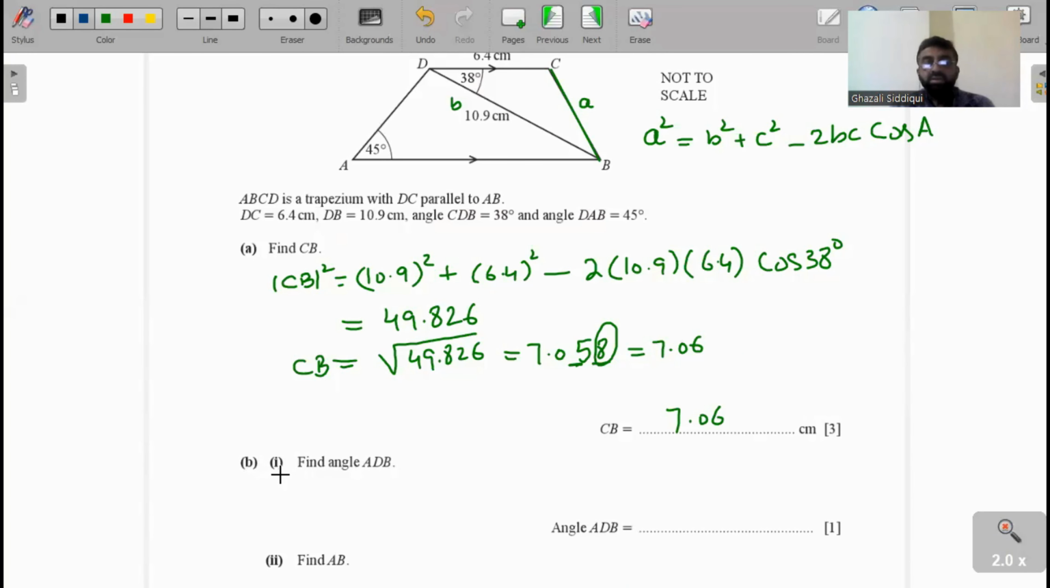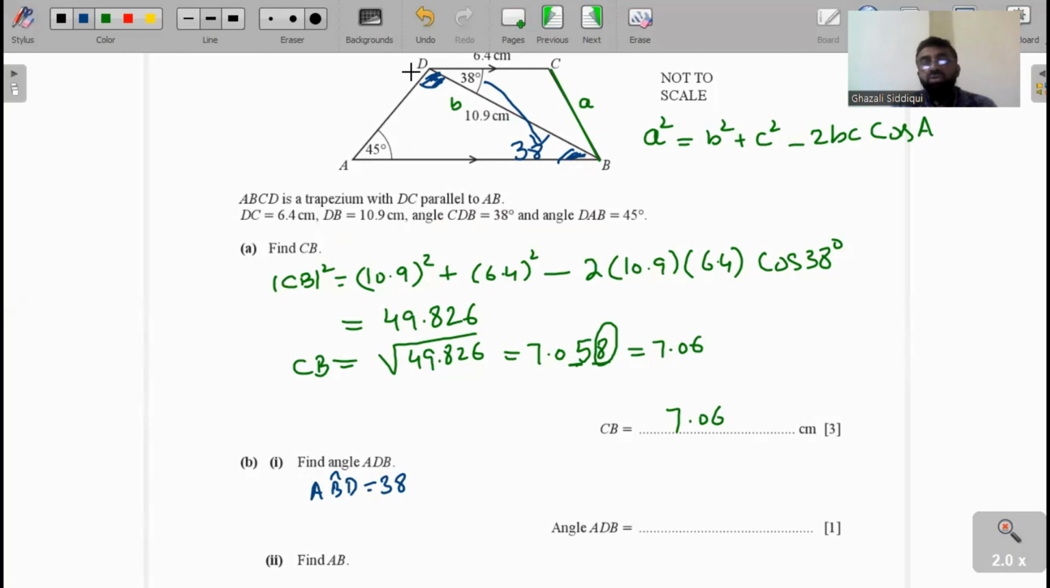B part, find the angle ADB. We have to find this angle. To find angle ADB, firstly we find angle ABD. Here this is angle ABD, and this angle is the alternate angle, that is equal to 38. We can write ABD equal to 38 because it is the alternate angle.